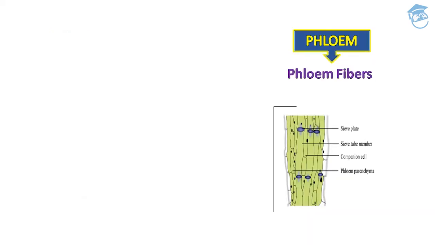Now we'll talk about the phloem fiber, students. Phloem fiber is a dead cell. They are represented by dead sclerenchyma fibers that are found in between the sieve tubes, and they are meant only for providing mechanical support. And what is phloem parenchyma? See, this is phloem parenchyma. It is represented by a group of living parenchyma cells that are found in between the sieve tubes. They are meant only for storage of organic food.